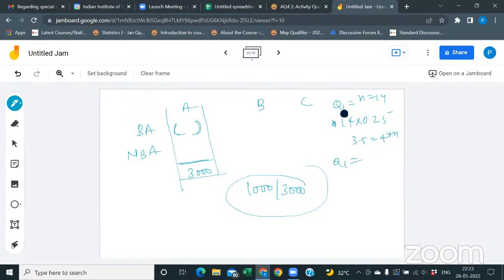Can you mute it? There is background disturbance from your side.